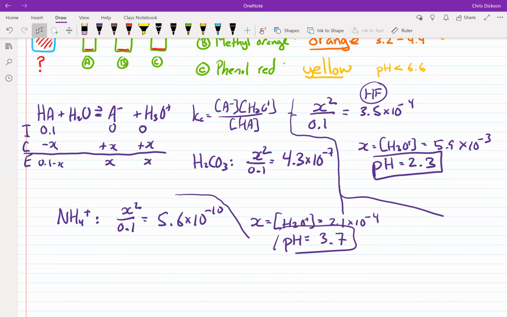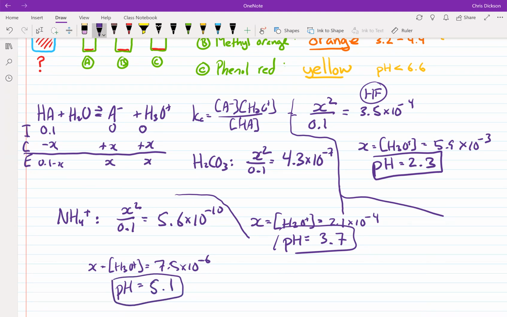And for the last one, for the ammonia, 5.6 times 10 to the minus 10, and now times that by 0.1, and then take the square root, and I get an X value, which is the hydronium concentration for the NH4, equal to about 7.5 times 10 to the minus 6. And if I take the pH of that, which is the negative log, I get a pH value of 5.1 roughly.